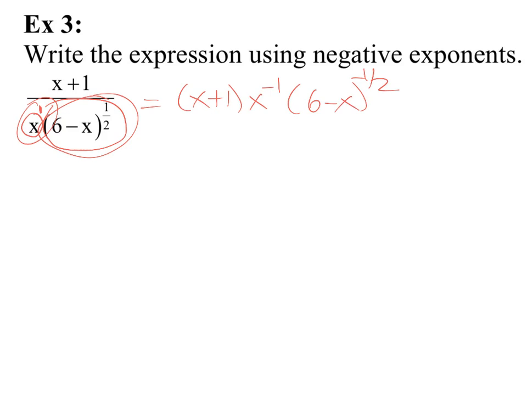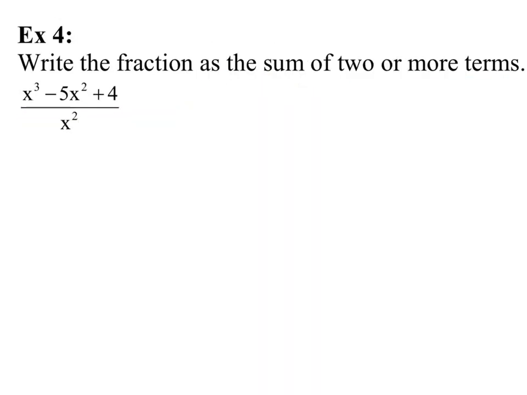So what you're doing is simply writing an expression that is not a fraction, whenever they ask you to write an expression using negative exponents. Alright, that's all there is to this example. On to the next. Write the fraction as a sum of 2 or more terms. Okay, well here we have this common denominator essentially, because I could apply it to all 3 terms above. Break this expression up into the sum of 3 fractions.